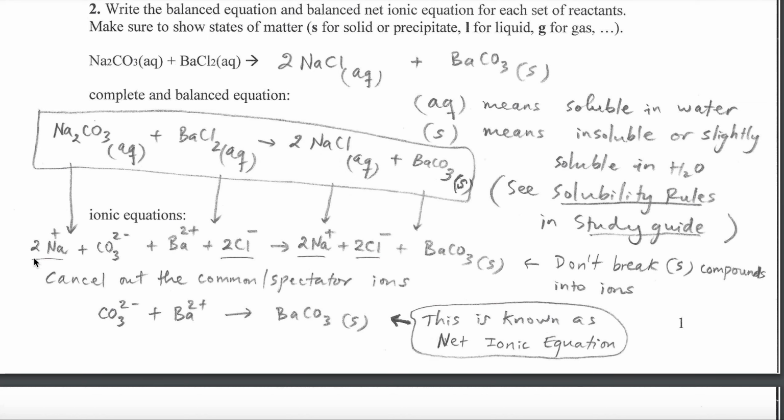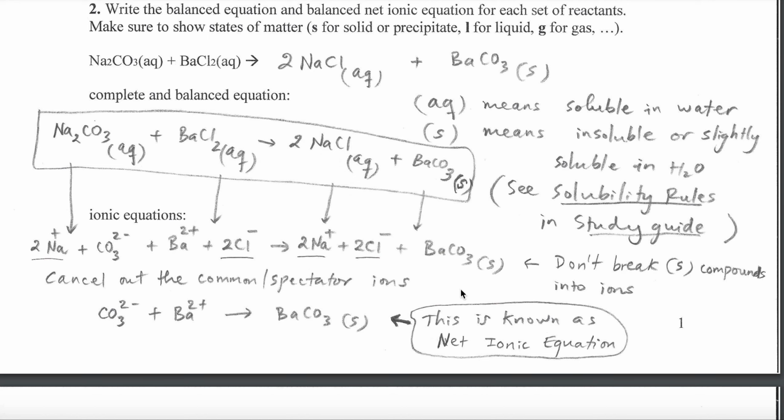Now, sodium, you have two sodium, so we have to write 2 as a coefficient, sodium plus, carbonate, plus barium plus 2 chloride. Over here, we have 2 sodium plus and 2 chloride minus, plus barium carbonate, which stays the same. Don't break solid compounds into ions.